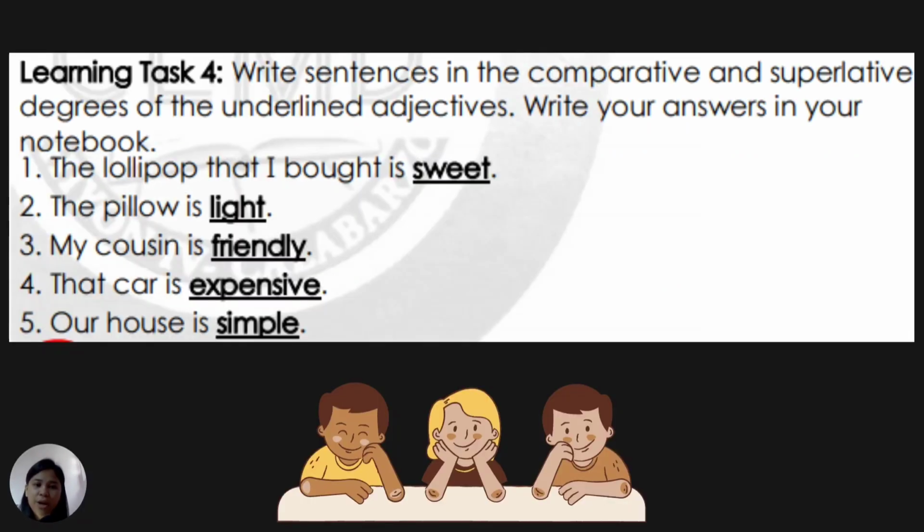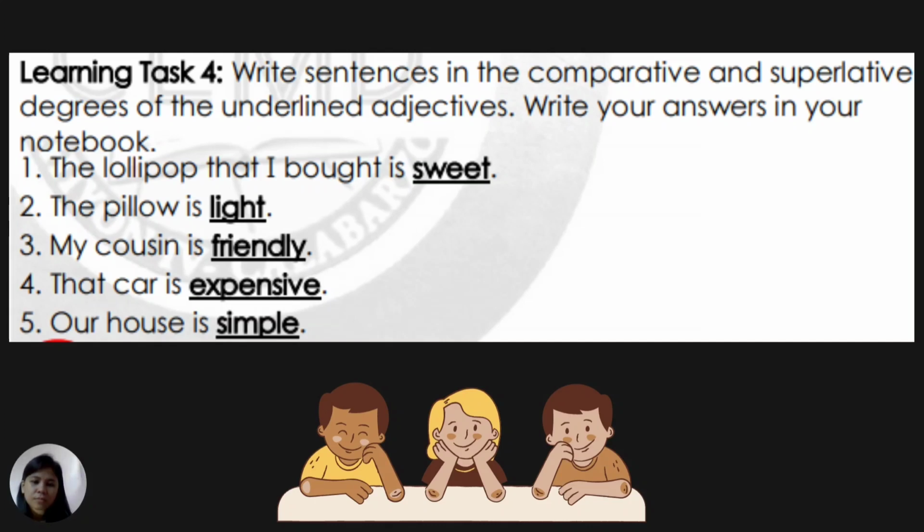For learning task 4, write sentences in the comparative and superlative degrees of the underlined adjectives. Write your answers in your notebook. Number 1, the lollipop that I bought is sweet. Number 2, the pillow is light. Number 3, my cousin is friendly. Number 4, that car is expensive. And number 5, our house is simple.